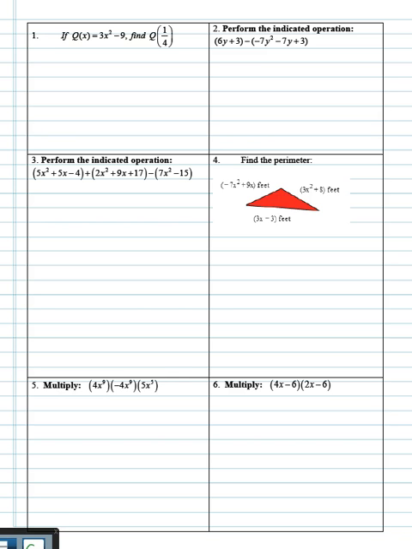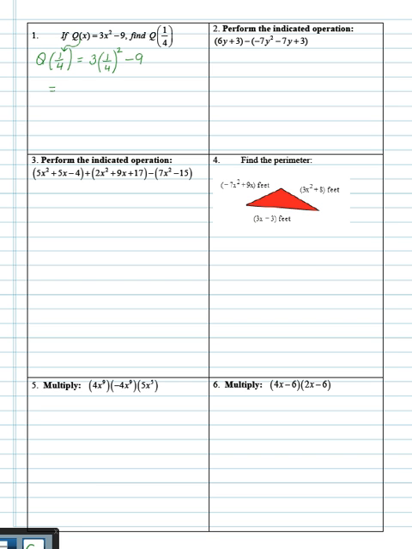The first problem is, if q of x is equal to 3x squared minus 9, find q of 1/4. What they're asking us to find is q of 1/4. That is, they're replacing x with 1/4. So wherever you see an x, you're going to replace it with 1/4. So I have 3x squared, so it becomes 3 times (1/4) squared minus 9.